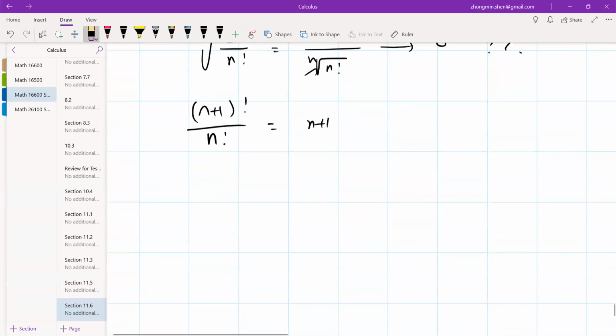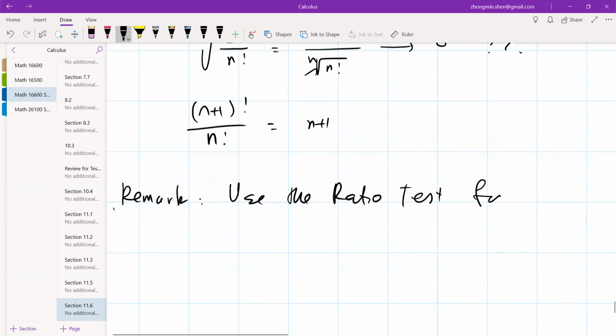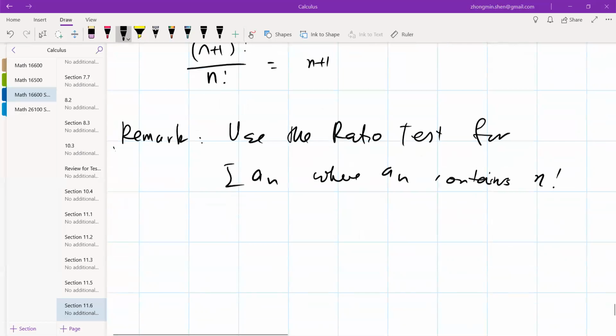Another remark. Use the ratio test for the series where the term contains n factorial. Okay, if the ratio test does not work, you have to think about the comparison test, the direct comparison test. Okay, sometimes the comparison test works.